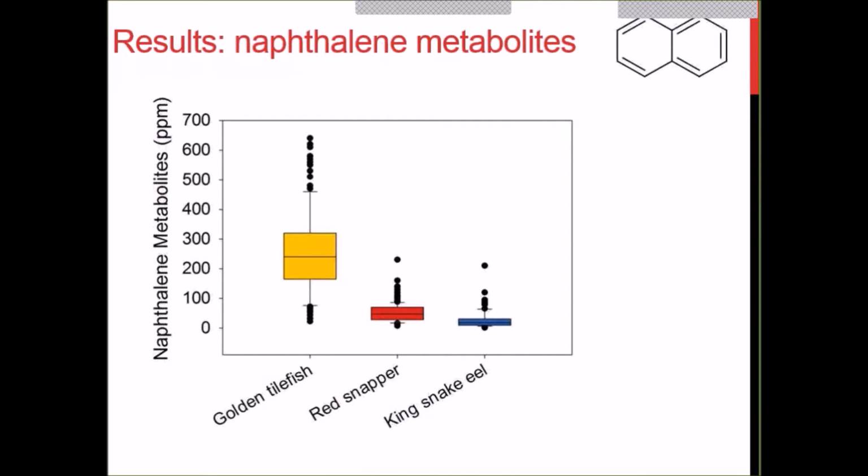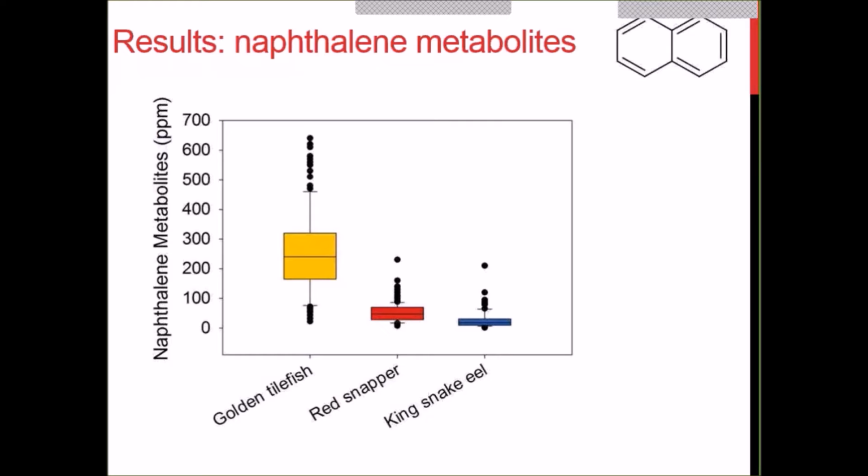I'm going to go through my results. Again, it's going to be a lot of graphs of chemical concentrations. First here we have naphthalene metabolites between our 3 species. So just as we expected, golden tilefish had significantly higher levels of naphthalene metabolites compared to the other 2 species.